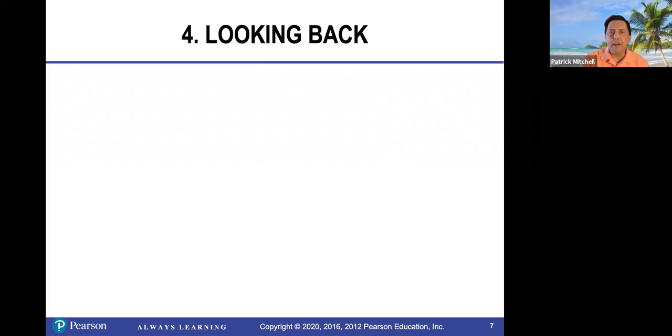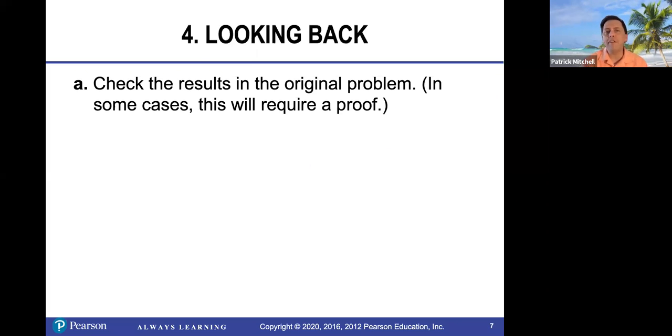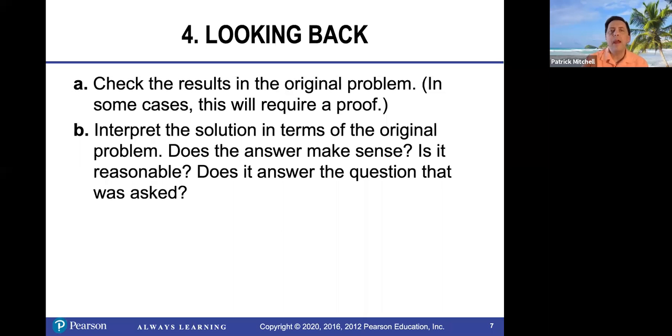And finally, looking back. Check the results in the original problem. In some cases, but not too many in this class, this will require a proof. Interpret the solution in terms of the original problem. Does the answer make sense? Is it reasonable? And does it answer the question that was asked?